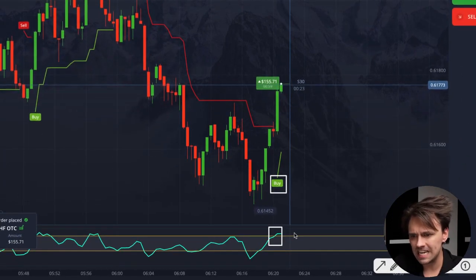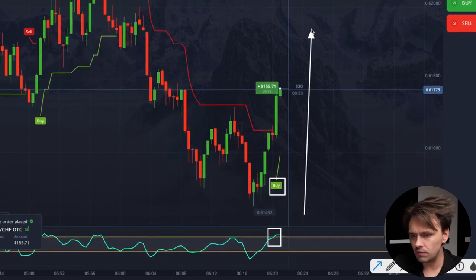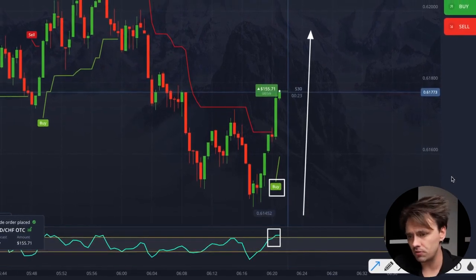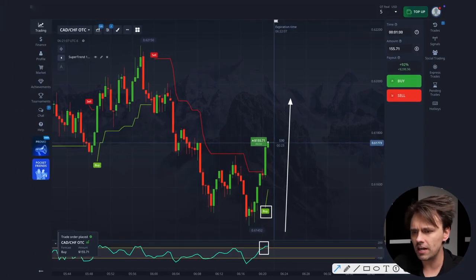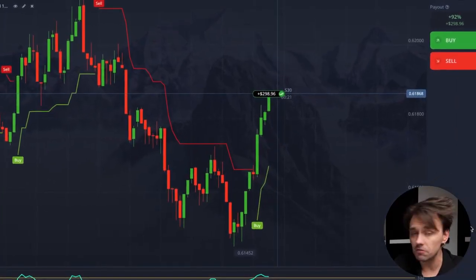CCI shot up sharply, showing a shift in momentum towards the buyer. The rise here is supported by strength, not a random bounce. From the candles, you can see the price stopped making new lows and gave a strong green impulse upward. This confirms the reversal and buyer control. That's exactly why I consider this trade obvious. So we're waiting for the trade to close, and I got $298.